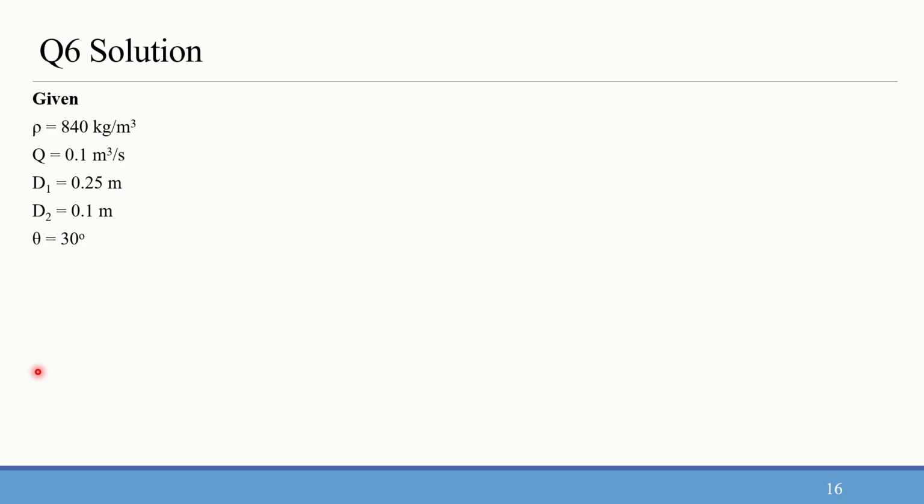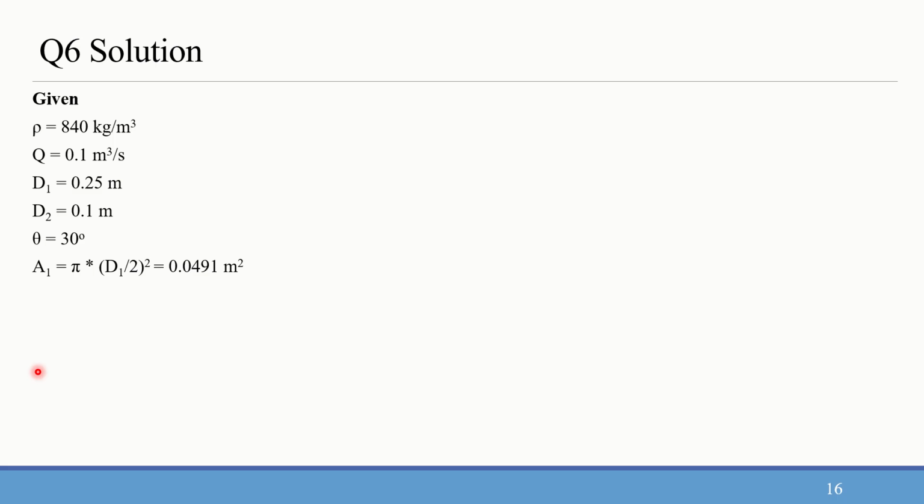We have to calculate the area at the inlet and the area at the outlet. This we have done in previous problems as well. It is pi r square, or pi into d by 2 the whole square, or pi by 4 d square, whichever it is. So it is 3.14 into 0.25 square divided by 4. So it is 0.0491 meter square.